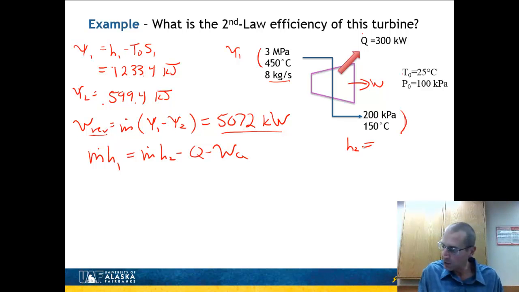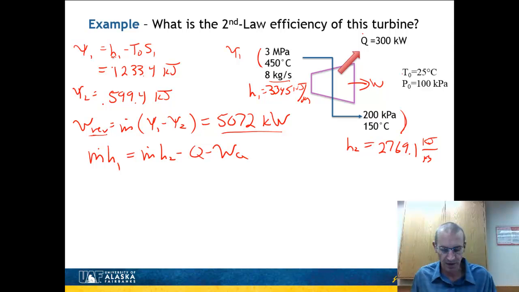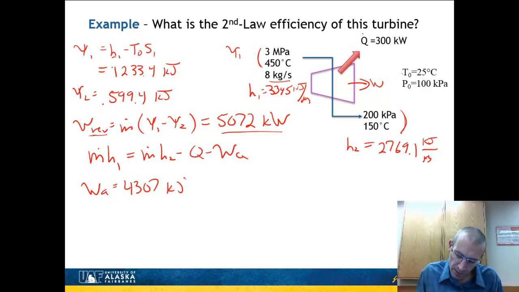If I write down those values, again I got these off the table. H2 is 2769.1 kilojoules per kilogram, and H1 coming in is equal to 3345 kilojoules per kilogram. We needed those when we calculated these as well. Now I can rearrange this to solve for the actual work, and the actual work is equal to 4307 kilowatts. Putting in those values of enthalpy, my mass flow rate of 8, and my Q equal to 300, with these inlet conditions and outlet conditions, I know the actual amount of work.